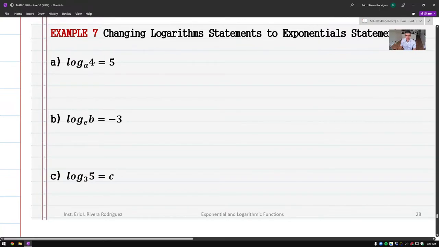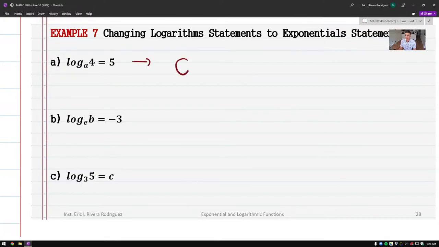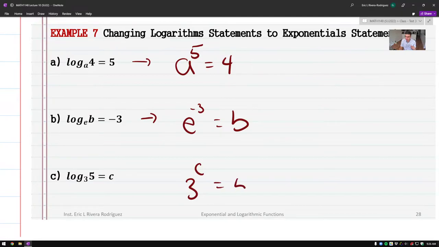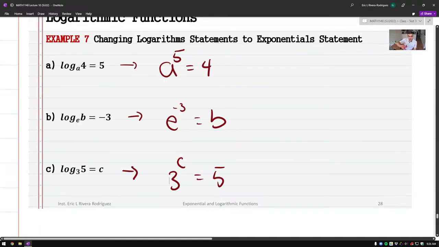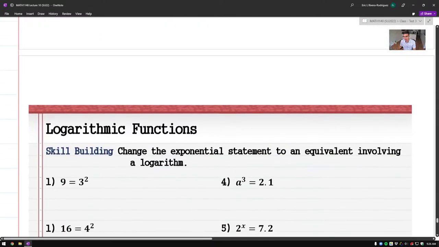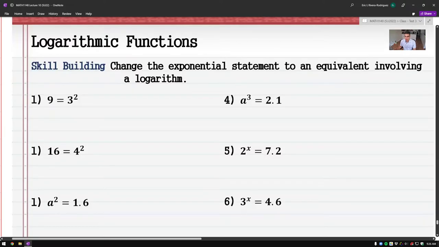This is more exercise, the same concept. A is the base raised to the power of 5 equals 4. Here, we are not solving for the variables. What we are doing is just changing the logarithm expression into an exponential expression. E raised to the power of negative 3 equals B, and so on. 3 raised to the power of C equals 5. This is important because this is what we are going to use to solve the logarithmic equations. You need to be able to change the logarithmic expression to an exponential expression.